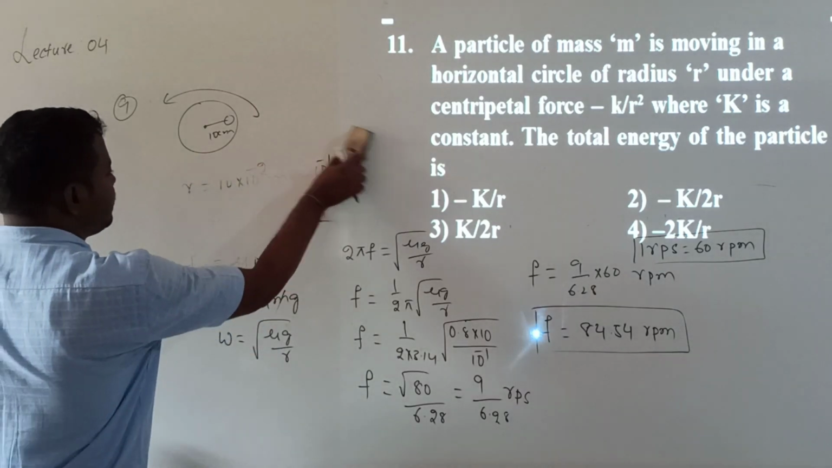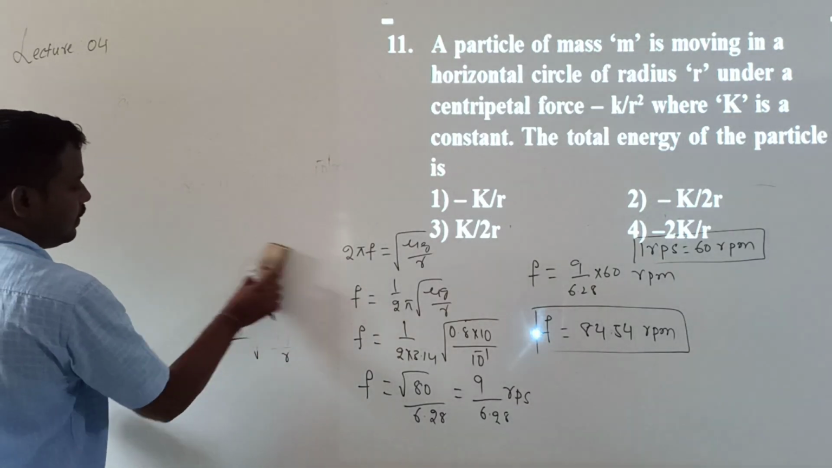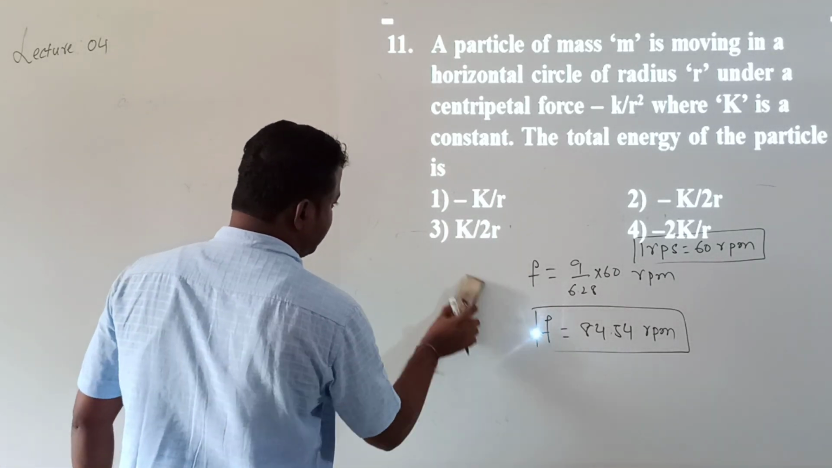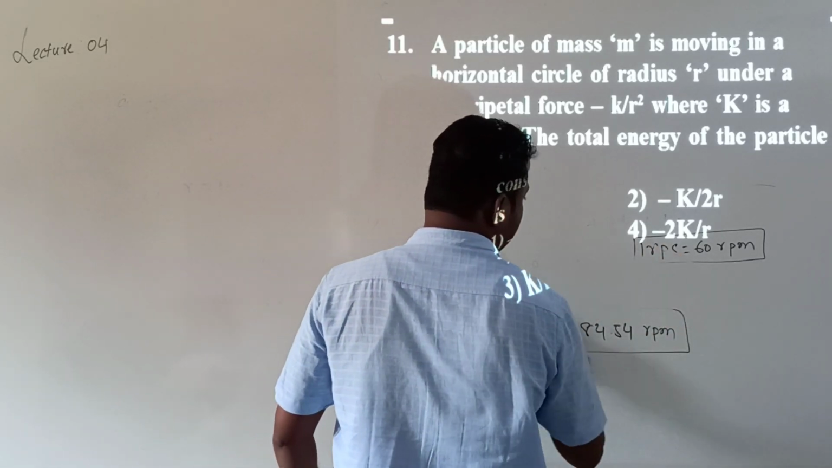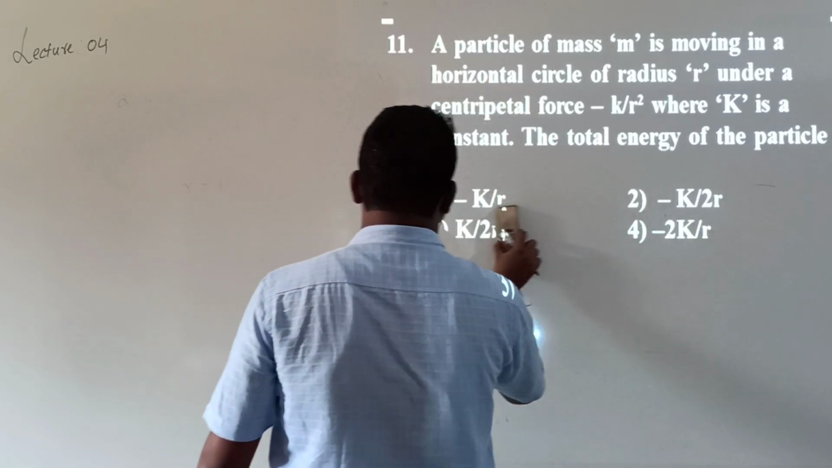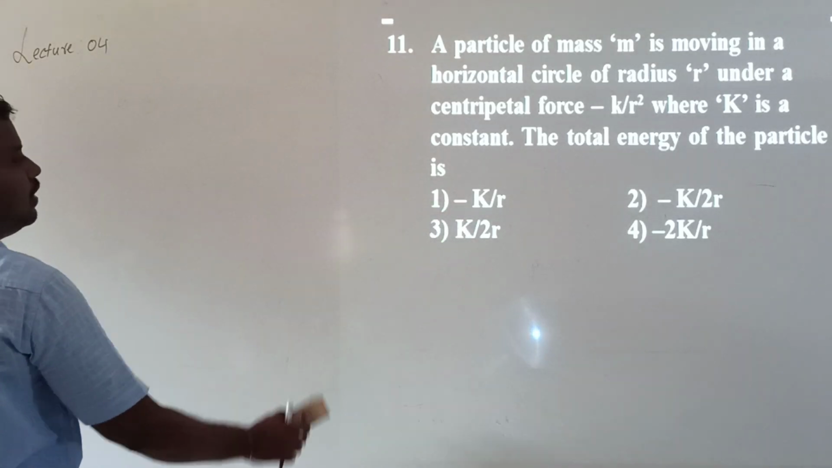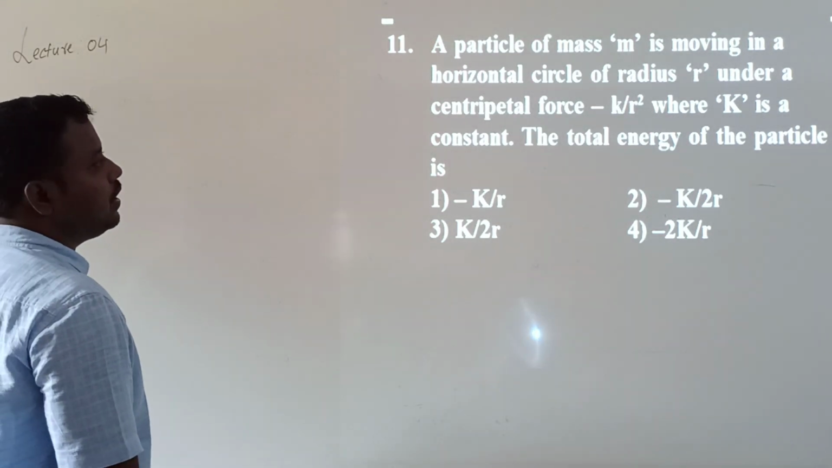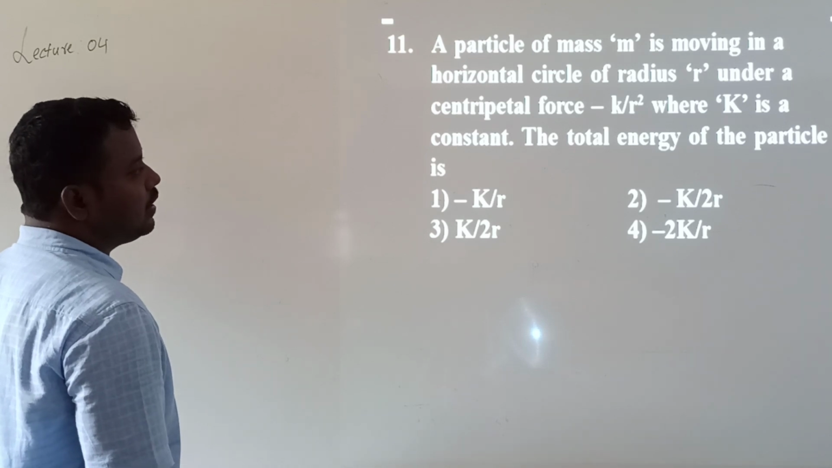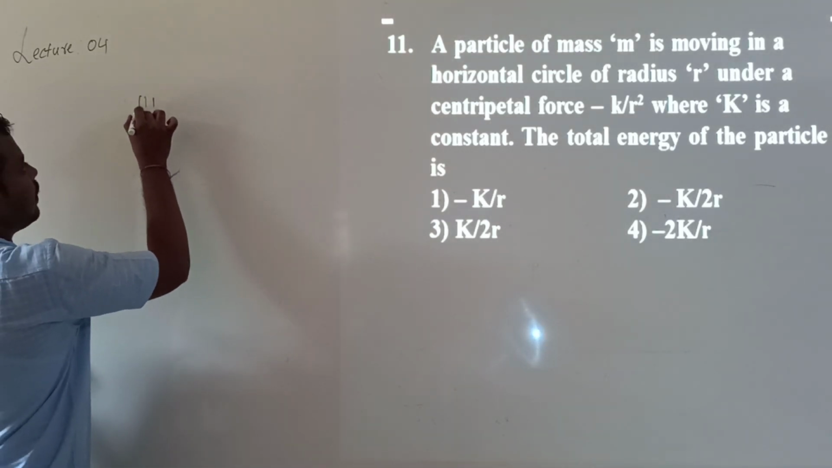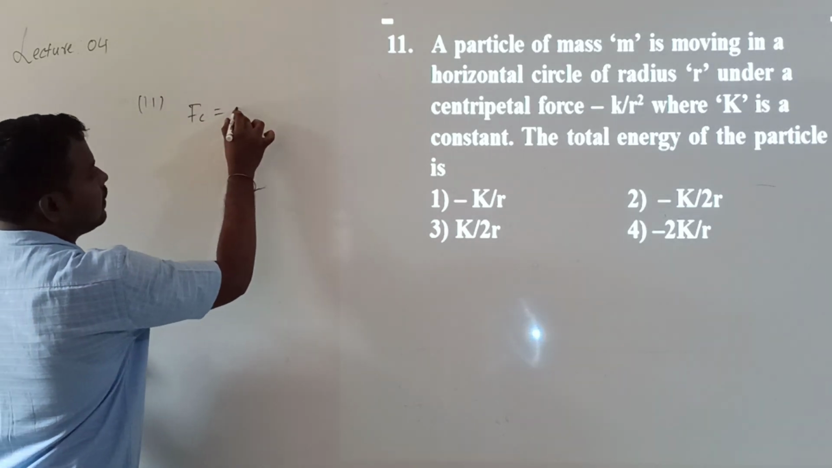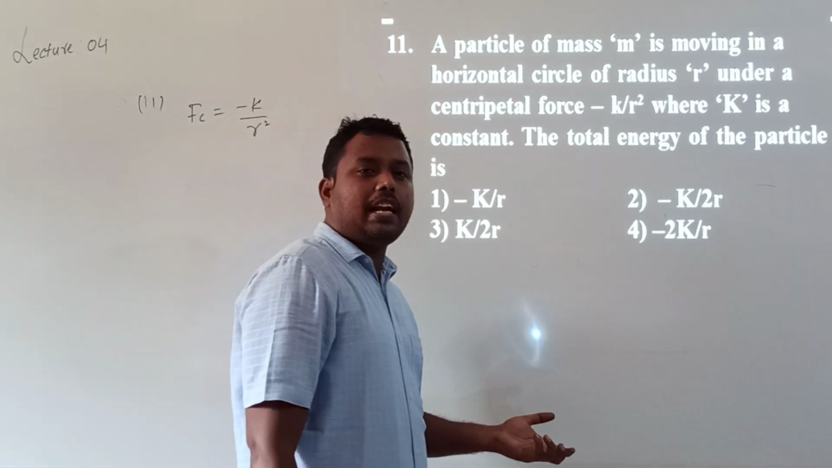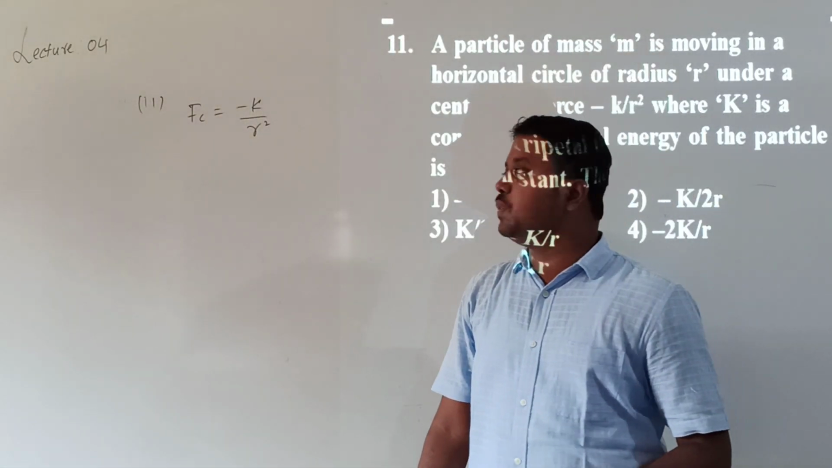Question number 11. So what is this question? A particle of mass m moving in a horizontal circle of radius r under a centripetal force minus k divided by r square. The centripetal force given, Fc, is equal to minus k divided by r square. Here the minus sign is indicating attraction. Where attraction is there, at that time you will get the centripetal force value negative.